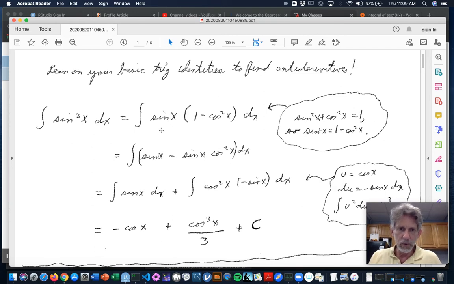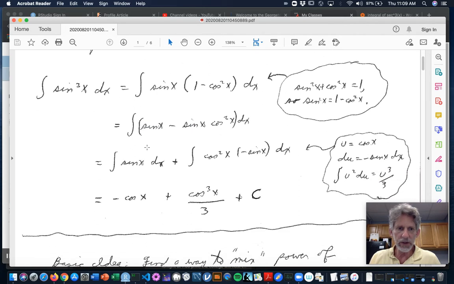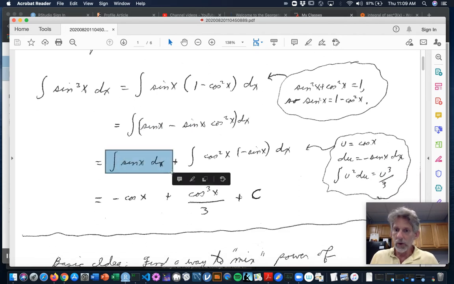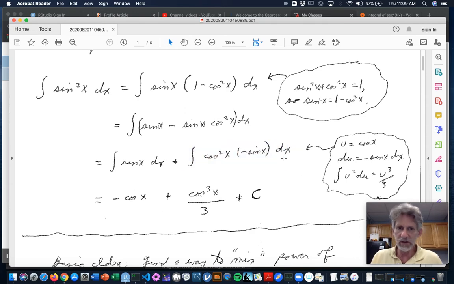Now, when we multiply the sine of x through, we get this. And that breaks into two integrals. One of them is just sine of x, and the other is cosine squared of x times minus sine x dx. The first integral is easy to get. The antiderivative of sine is minus cosine.